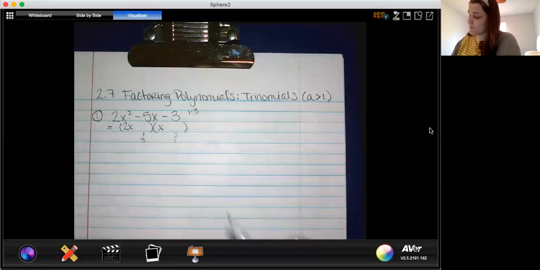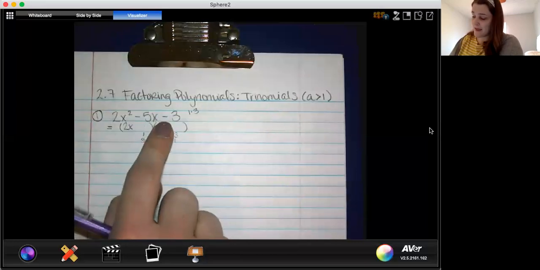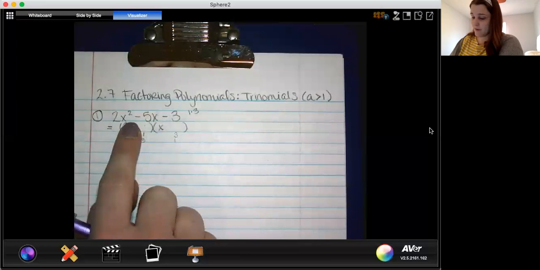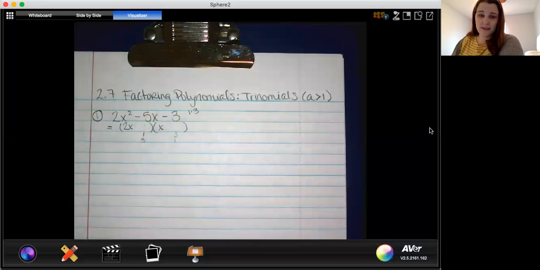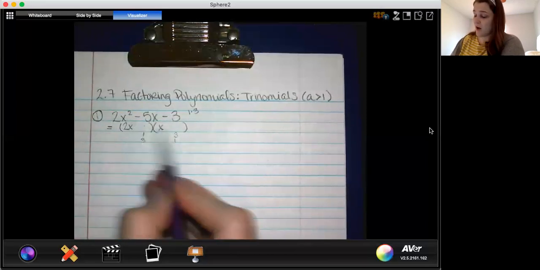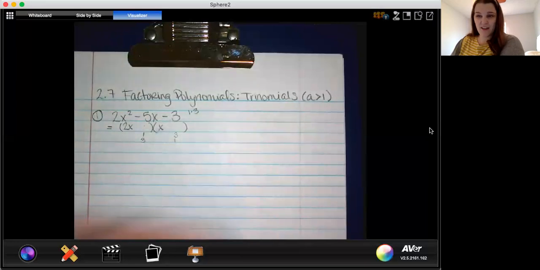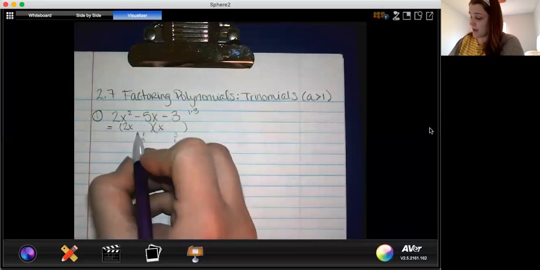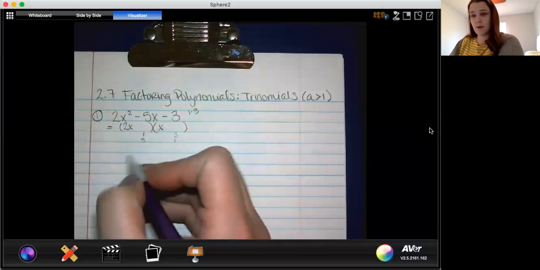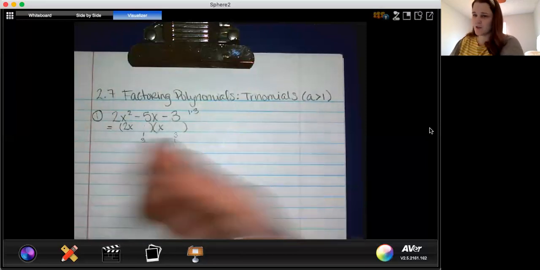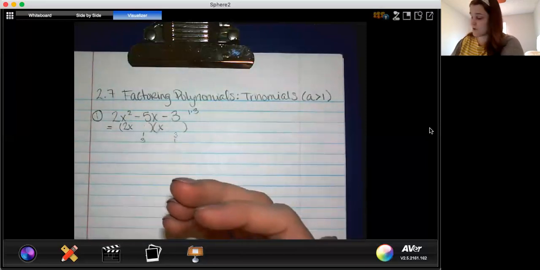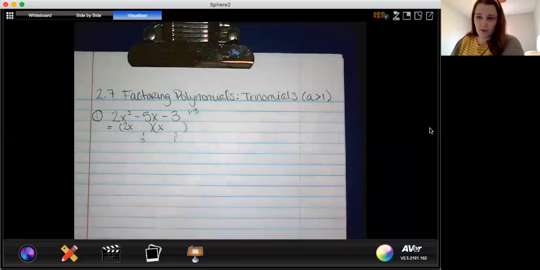So we also need to think about signs. If I am multiplying to a negative, and I'm adding to a negative, that means I need to have a plus sign and a minus sign, or a positive and a negative. The problem is we can't automatically set that up. We have to kind of think about it. So it could be a positive 1, a negative 1, a positive 3, or a negative 3. So it's a little bit more guess and check process. So let's try out a number.